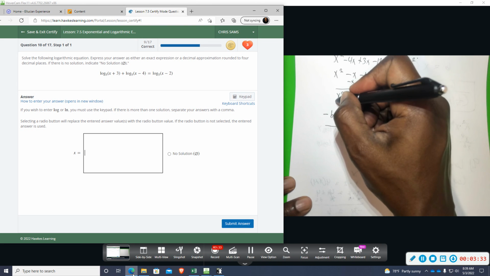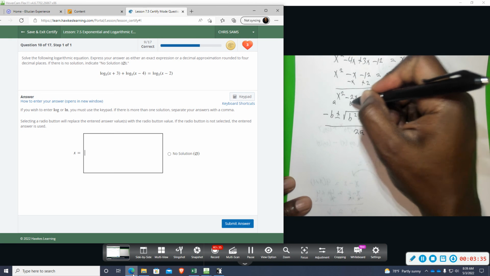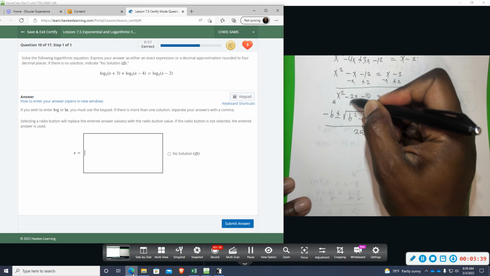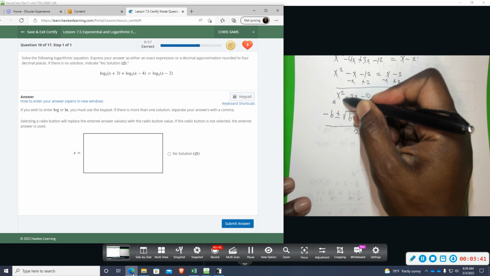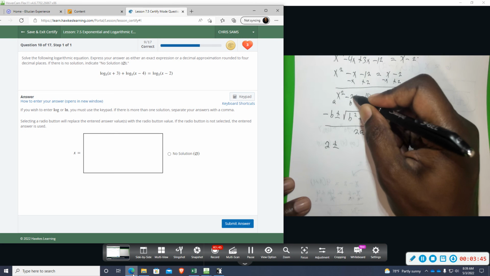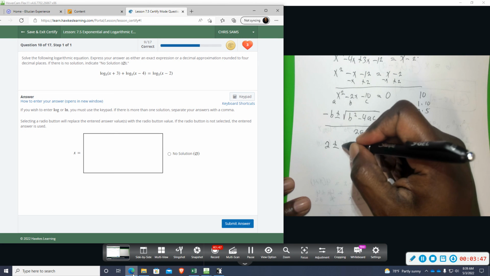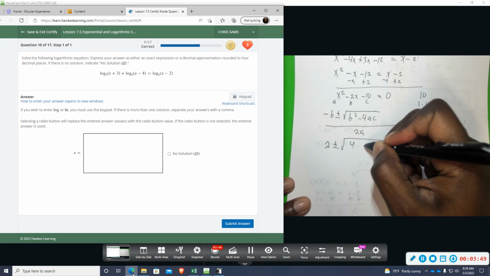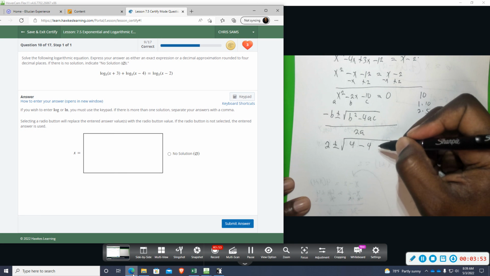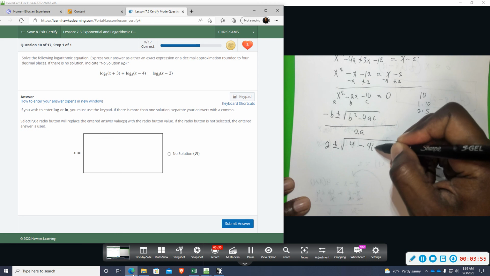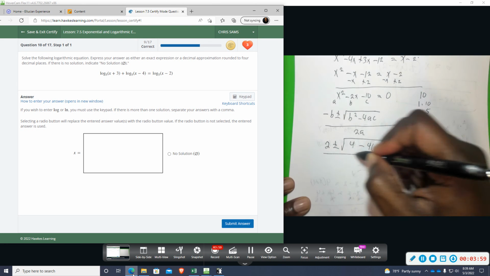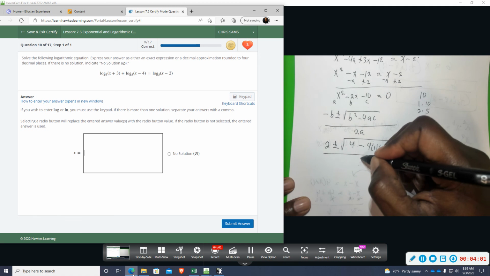So this is a, b, and c. Negative b, it's already a negative 2, so we're going to make it a positive. So we'll have a positive 2 plus or minus b squared. Negative 2 squared will give you a positive 4, minus 4 times a, which is 1, times c, which is negative 10, all divided by 2a, which is 2 times 1, so just 2.